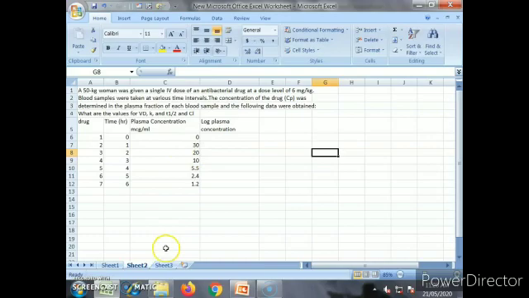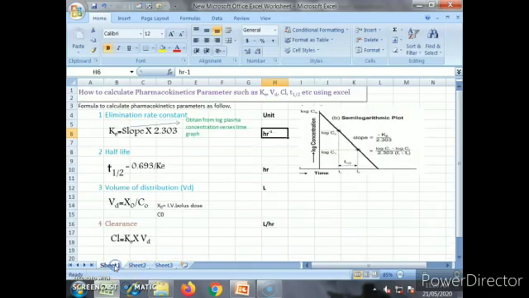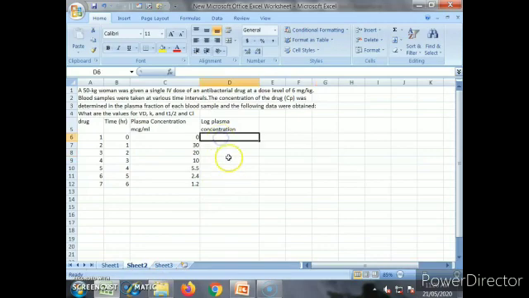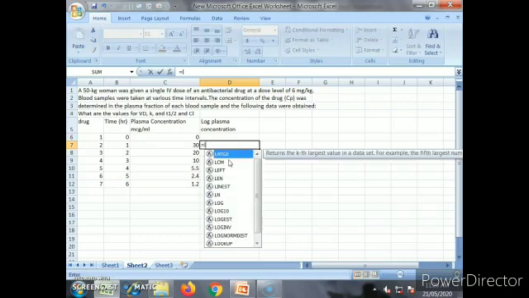Before going to this, what we have seen previously is how to calculate this. First we have to plot the graph, that is the log concentration versus time. From this we can determine the slope and add the value of the slope in this formula and we will calculate the Ke. Now we will start. Before that, first we have to convert this plasma concentration into the log plasma concentration.